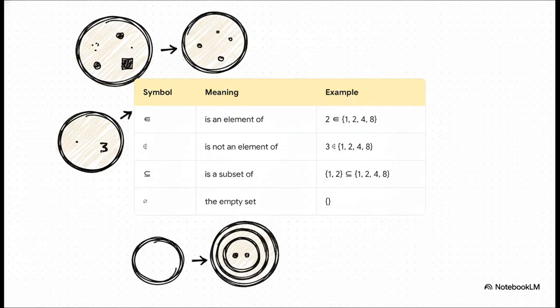We can say a number is an element of a set, or that it is not an element of it. We can show that one whole set is a subset of another one, meaning it's totally contained inside it. And yep, we even have a special symbol for the empty set, a set that's got absolutely nothing in it.